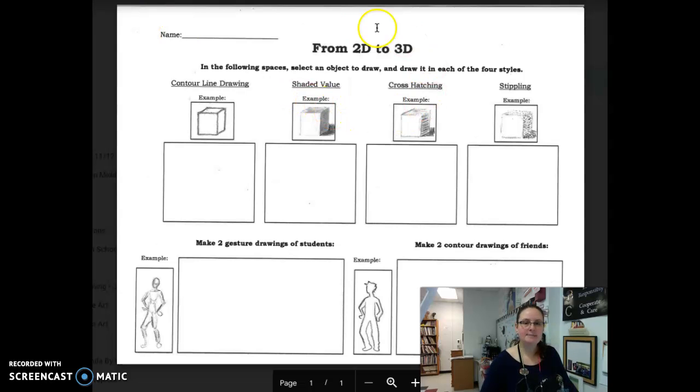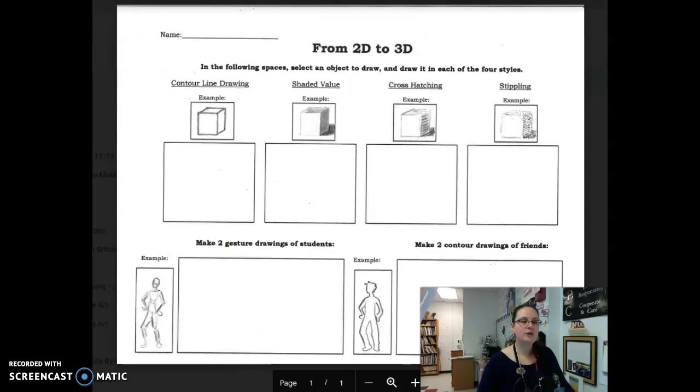Now in the first video, I explained a little bit about this worksheet and practicing different ways to create value in a piece of artwork, as well as gesture drawing and contour line drawing. Again, contour line drawing you've been doing your whole life. It is practicing drawing the outer shape of things and maybe a few details on the inside, but not necessarily as strongly, especially when you're just starting to draw. And then gesture drawing is real quick. You're breaking things down into shapes.